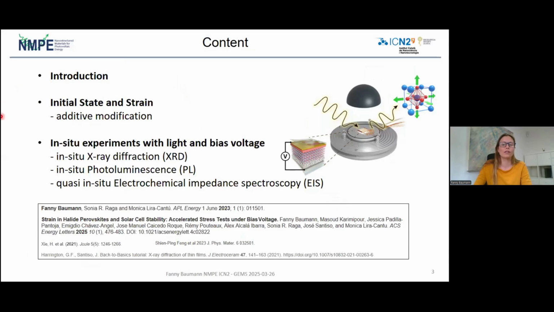I'm also going to talk a little bit about the cells that we've been testing and about strain, including what we observe when we use an additive engineering modification in our devices. And I'm also going to walk you through in-situ experiments with light and bias voltage, including X-ray diffraction, photoluminescence, and electrochemical impedance spectroscopy. Here you can see some of the publications mentioned in this talk.